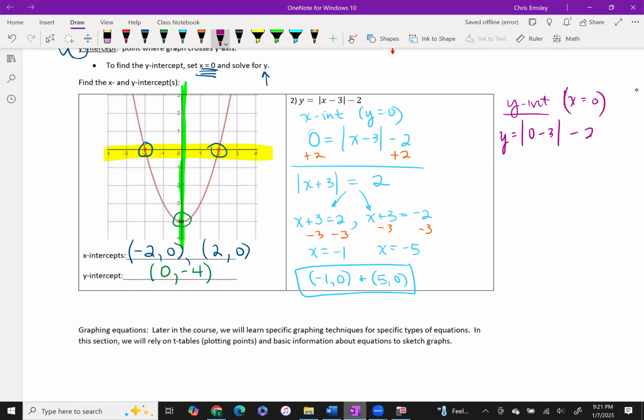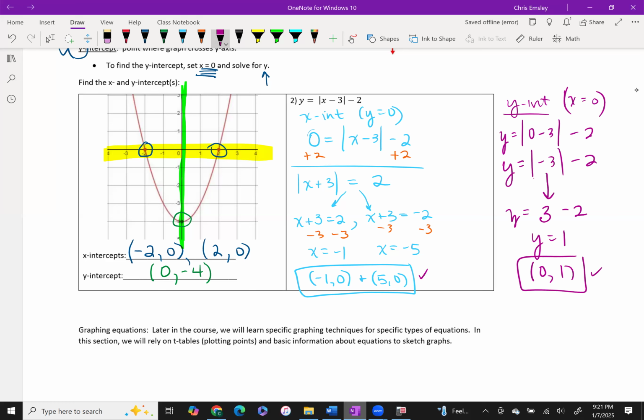So 0 minus 3 is -3. But remember, when we have absolute value bars, that strips away that negative sign. The result of an absolute value is always a positive number. So the absolute value of -3 is +3 minus 2. So y equals 1. Again, we want to take that final step to write that as an ordered pair. So this one had an x value of 0 and a y value of 1. So there is our third intercept. We have 3 intercepts for that equation.